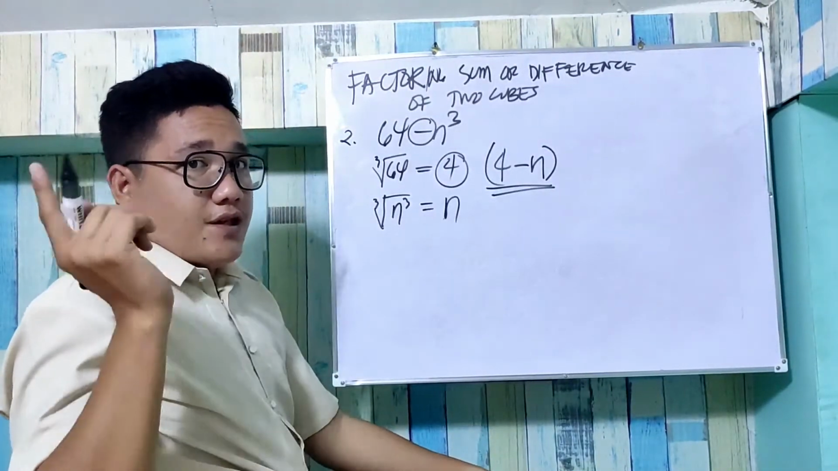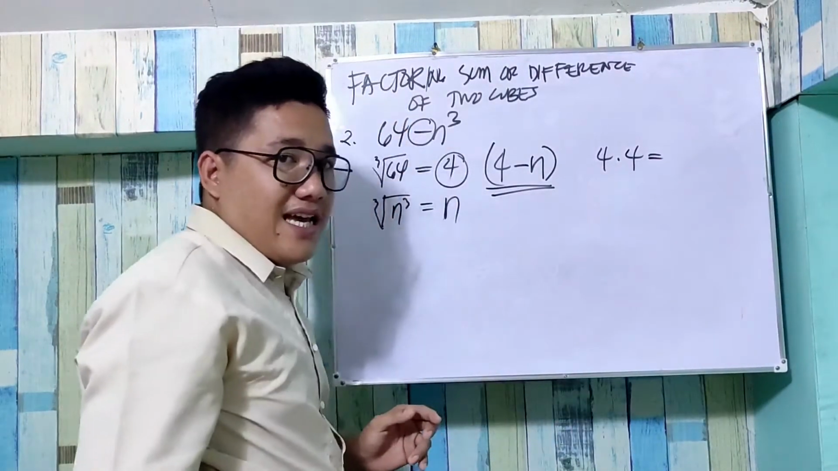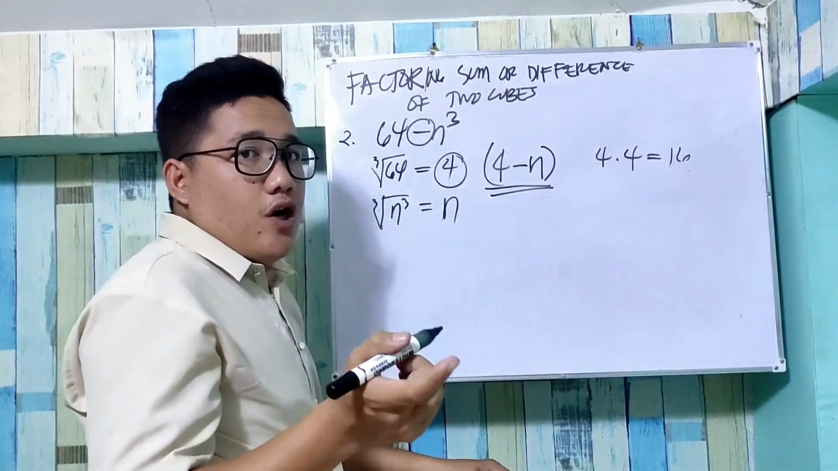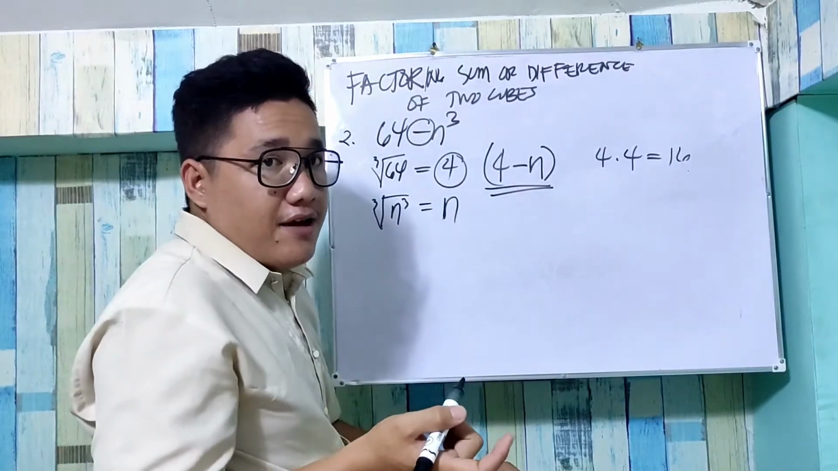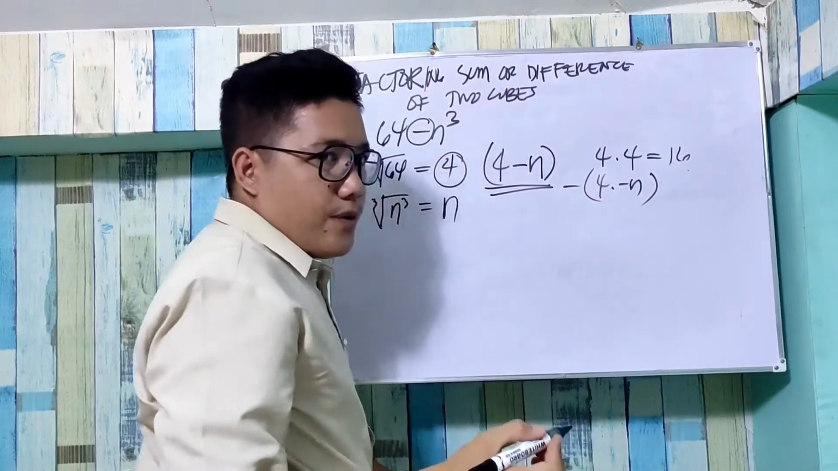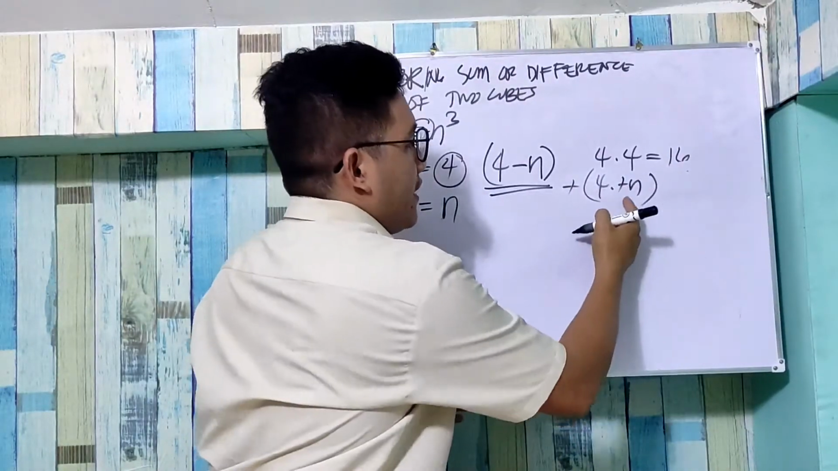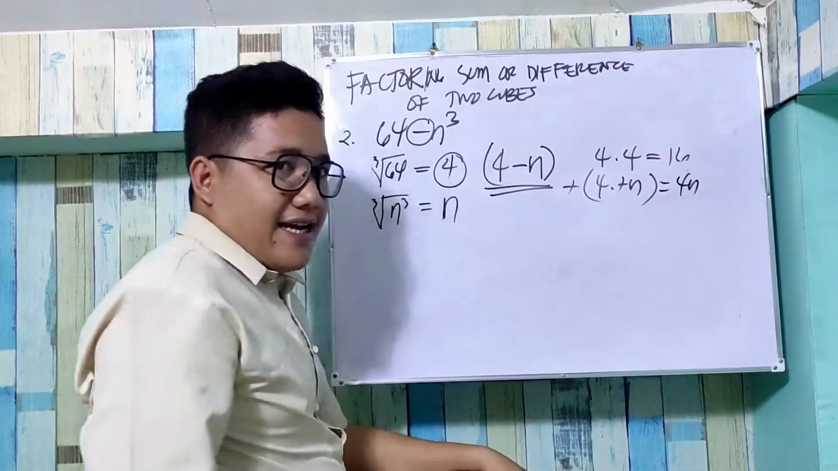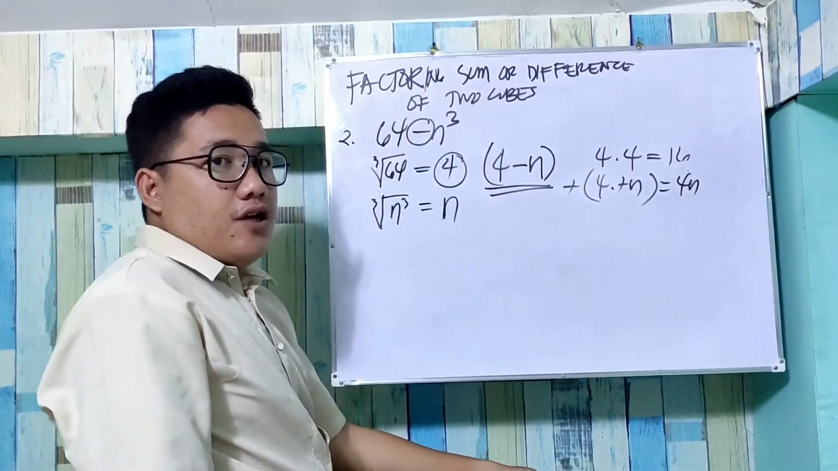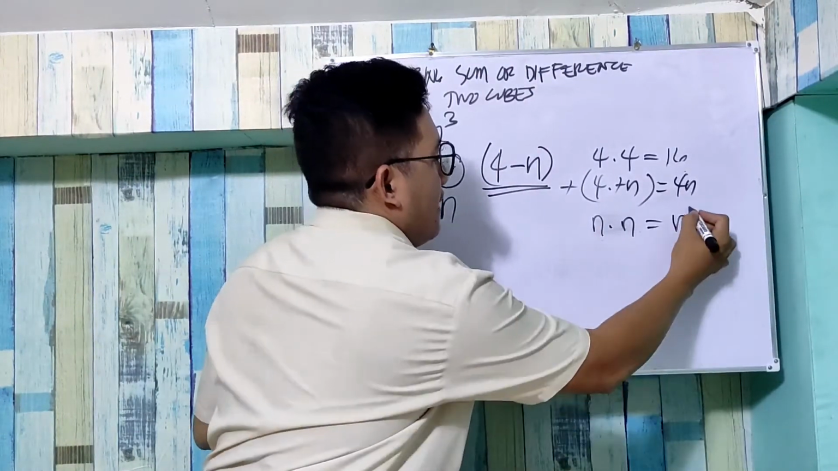So, square the first cube root, which is 4. 4 times 4, that is 16. So, for the second step, we're going to get the negative product of the cube roots. So, we have 4 and we have negative n, negative product. Negative times negative, it will become positive or simply cancel. 4 times n, that is 4n. And the last one, we are going to square the second cube root. n times n, that is n squared.